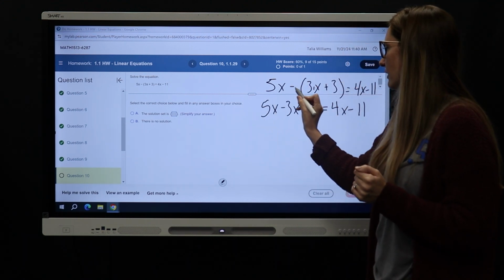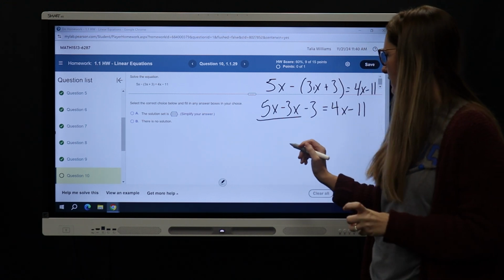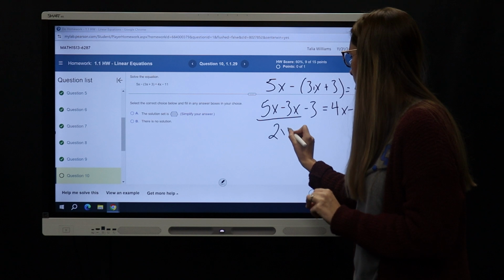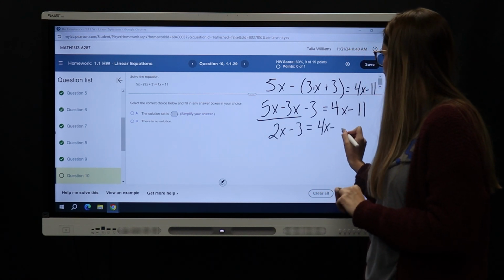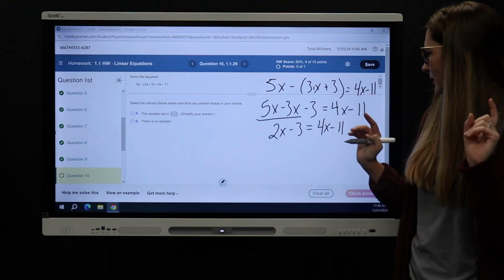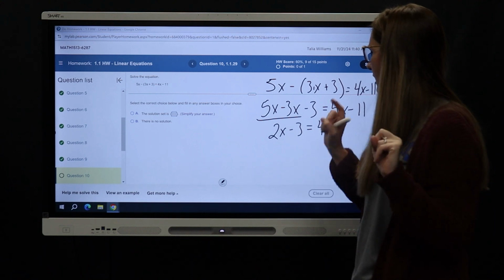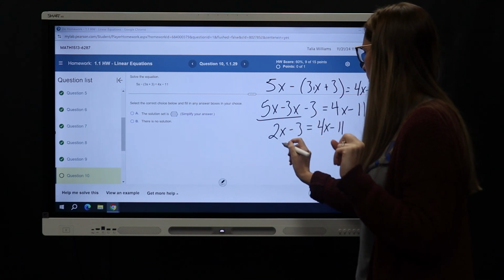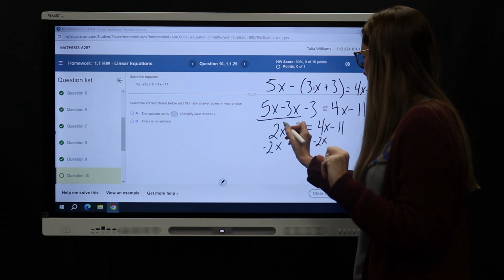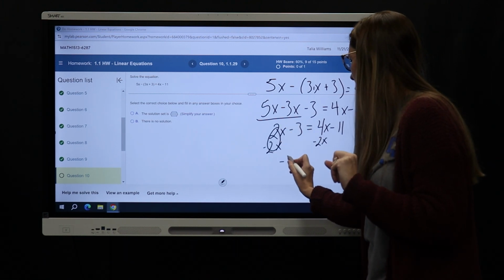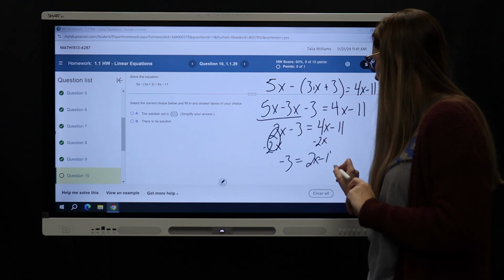Now, if there's ever x's on the same side, combine them first. So 5 subtract 3x is going to give us 2x. Subtract 3 equals 4x subtract 11. Then combine your x's first. So I have 2x on this side and 4x on this side. 2 is smaller than 4, so I'm going to subtract 2x. 2x subtract 2x is 0, so I have negative 3 equals 2x subtract 11.